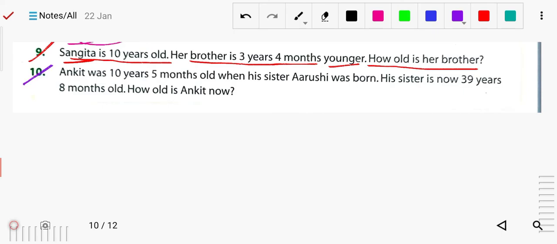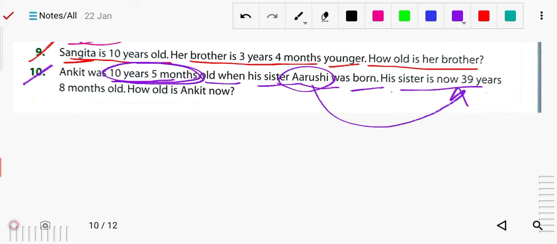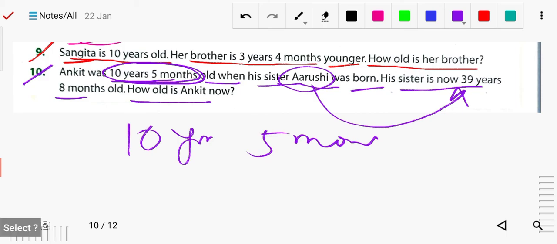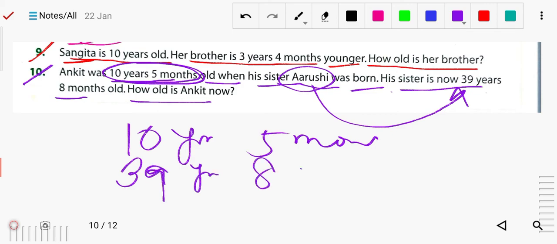Ankit was 10 years and 5 months old when his sister Arosi was born. When Arosi was born, Ankit was 10 years and 5 months. Now Arosi's age is 39 years and 8 months. How old is Ankit? Ankit's age we have to find. So simply you can add these two given ages. So 10 years plus 5 months, and 39 years plus 8 months, Arosi's age.